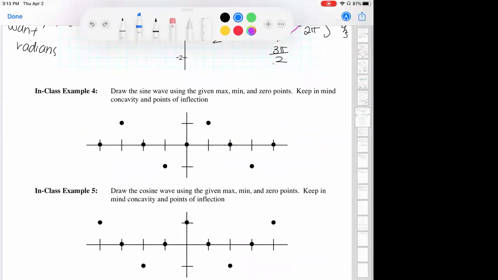In class example 4, so you can do this on your paper. Draw the sine wave using the max, min, and zero points. Keep in mind the concavity and points of inflection. So again, your publisher is really big on making sure you're drawing waves and not points, not mountains. You want waves.